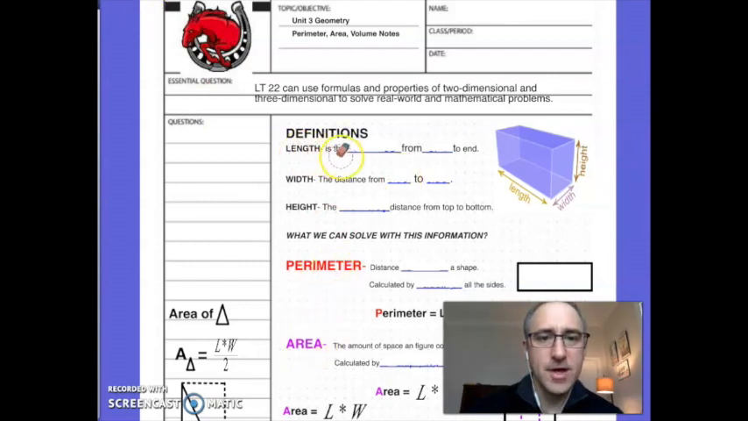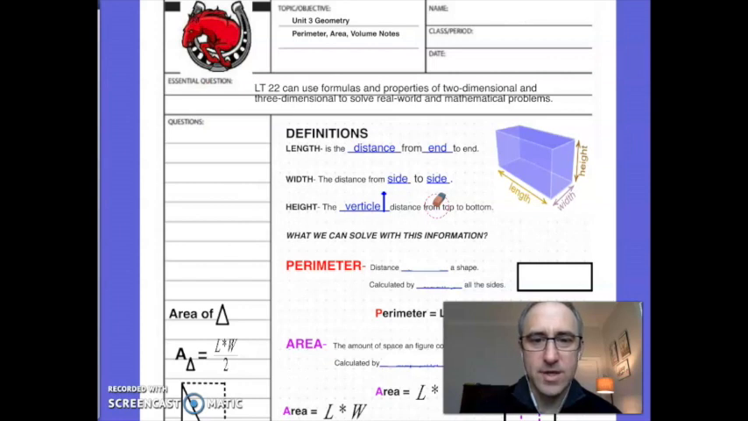When we measure length, we measure the distance from one end to another end. When we're measuring width, we're measuring the distance from side to side. And when we're measuring height, we're measuring the vertical distance. So we're measuring up and down. We can use these to solve some different formulas.